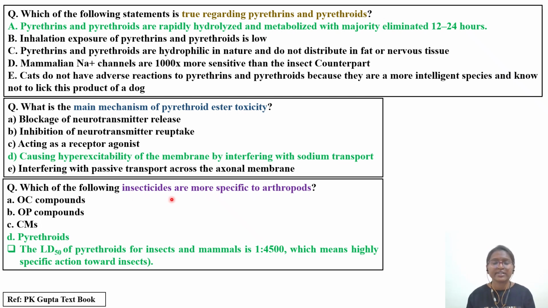Which of the following insecticides is more specific to arthropods, meaning selective towards cockroaches? The answer is pyrethroids. Why? Because the LD50 of pyrethroids, the lethal dose for insects, is 1, whereas in the case of mammals it is 4500. Because of this reason the answer is pyrethroids.